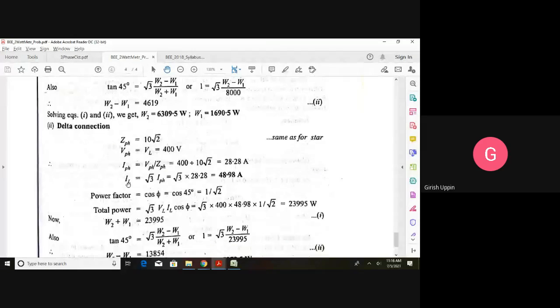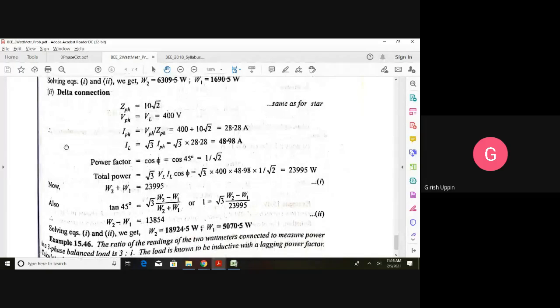Now, delta connection. Impedance will remain the same, whether it is star connected or delta connected, that is 10 root 2. And in case of a delta connection, line voltage is equal to phase voltage, and line current is equal to root 3 times the phase current. So here line voltage is equal to phase voltage is equal to 400 volt, that is the applied voltage. And from V is equal to IZ, I phase is equal to V phase divided by Z phase. We get it as 28.28 amperes.